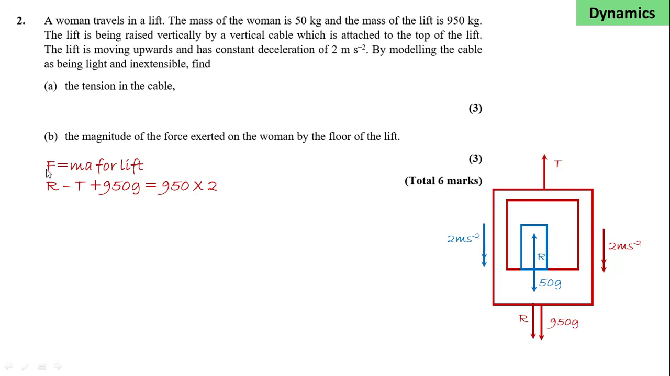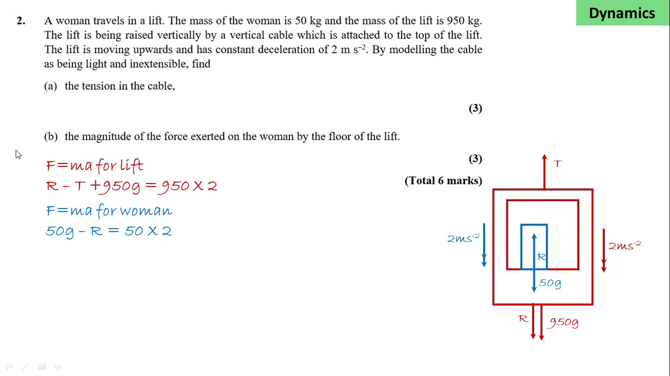We apply F equals ma for the lift. The forces acting on the lift are: there's a reaction pulling it downwards, there's a tension pulling it upwards, there's the weight of the lift pulling it downwards, and that's causing the mass of 950 kilograms to accelerate at the rate of 2 meters per second squared.